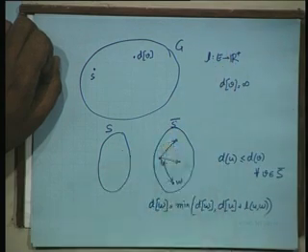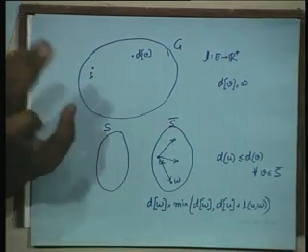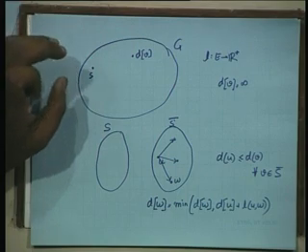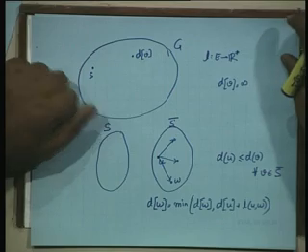What is the initial composition of S and S complement? Initially the only vertex in capital S is little s, and everything else is in S complement. Any questions to this point?